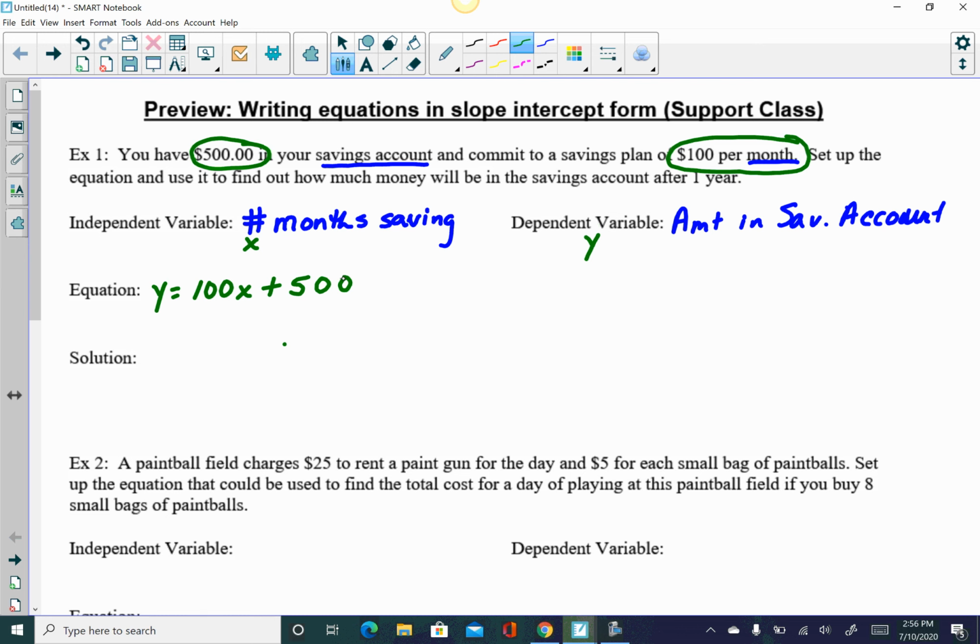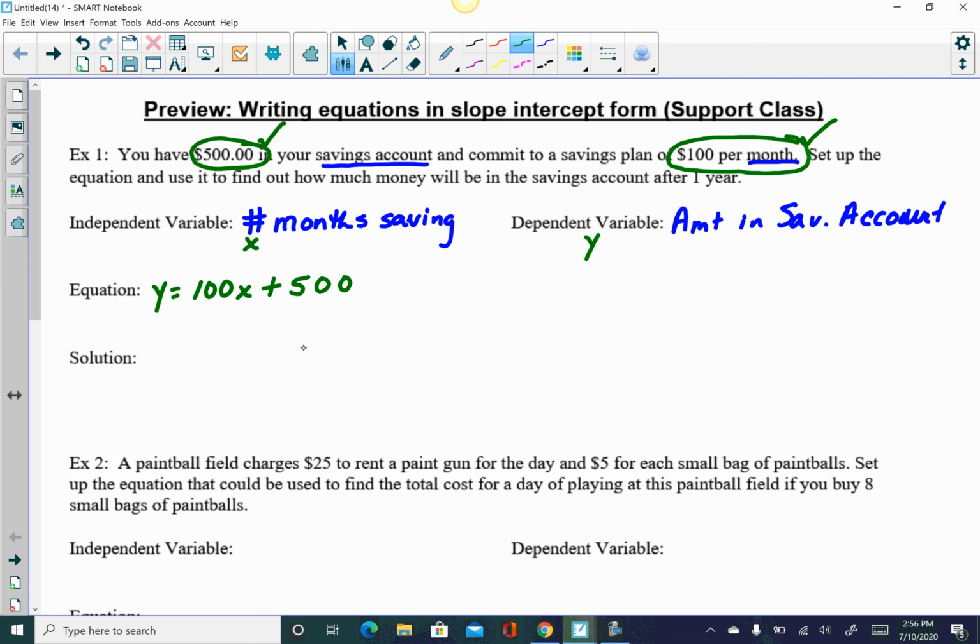So sometimes you're going to have problems that are written out for you, and the context of the problem will tell you where you begin and how much you're increasing or decreasing by, and you'll be able to write your equation outright. We'll step it up from there because they're not always that straightforward, here in a few moments.